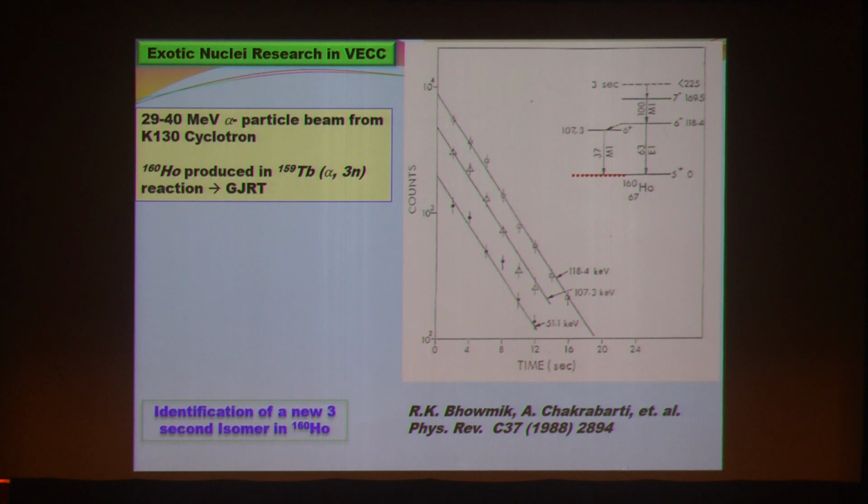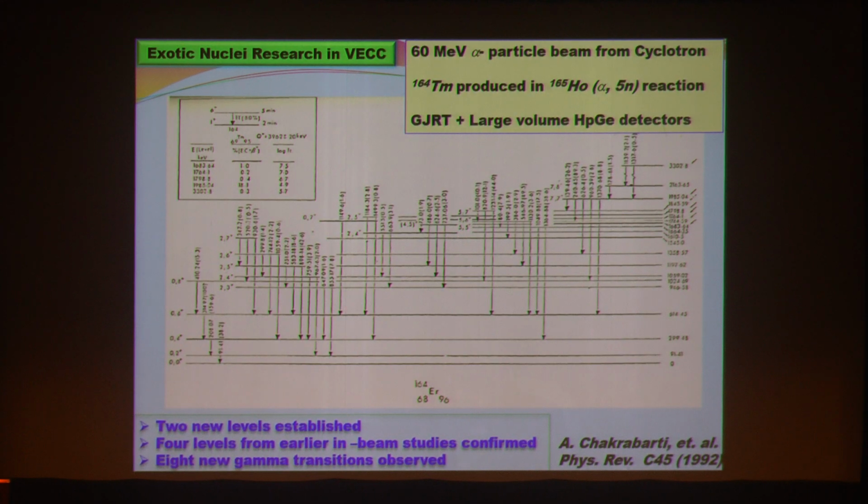Using this type of facility, some interesting experiments were done. For example, identification of a new 3-second isomer in holmium in this reference, where a 29 to 40 MeV alpha particle beam was used. Then this is another experiment using a 60 MeV alpha particle beam from the cyclotron, where 2 new levels were established, 4 levels from an earlier in-beam study were confirmed, and 8 new gamma transitions were observed.